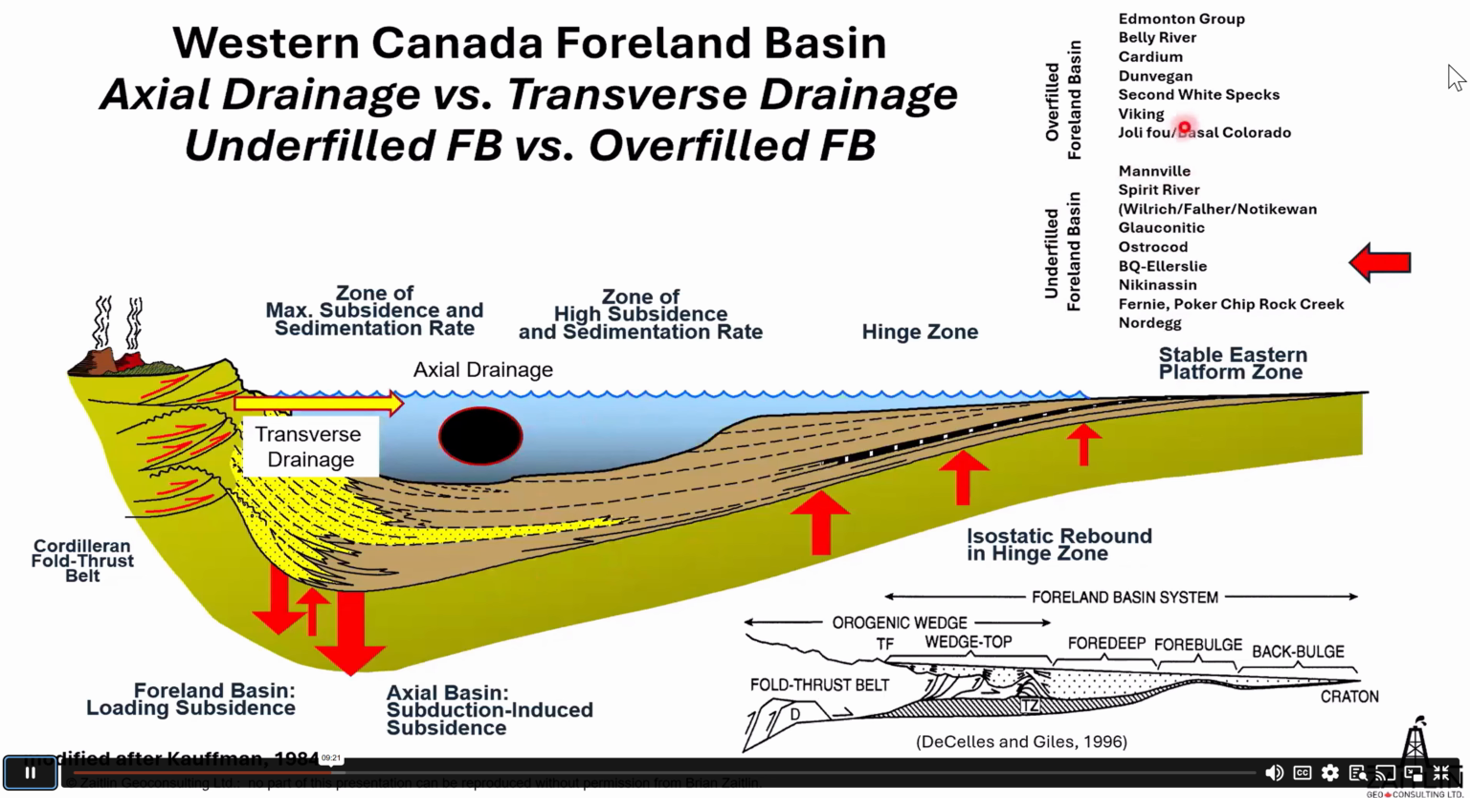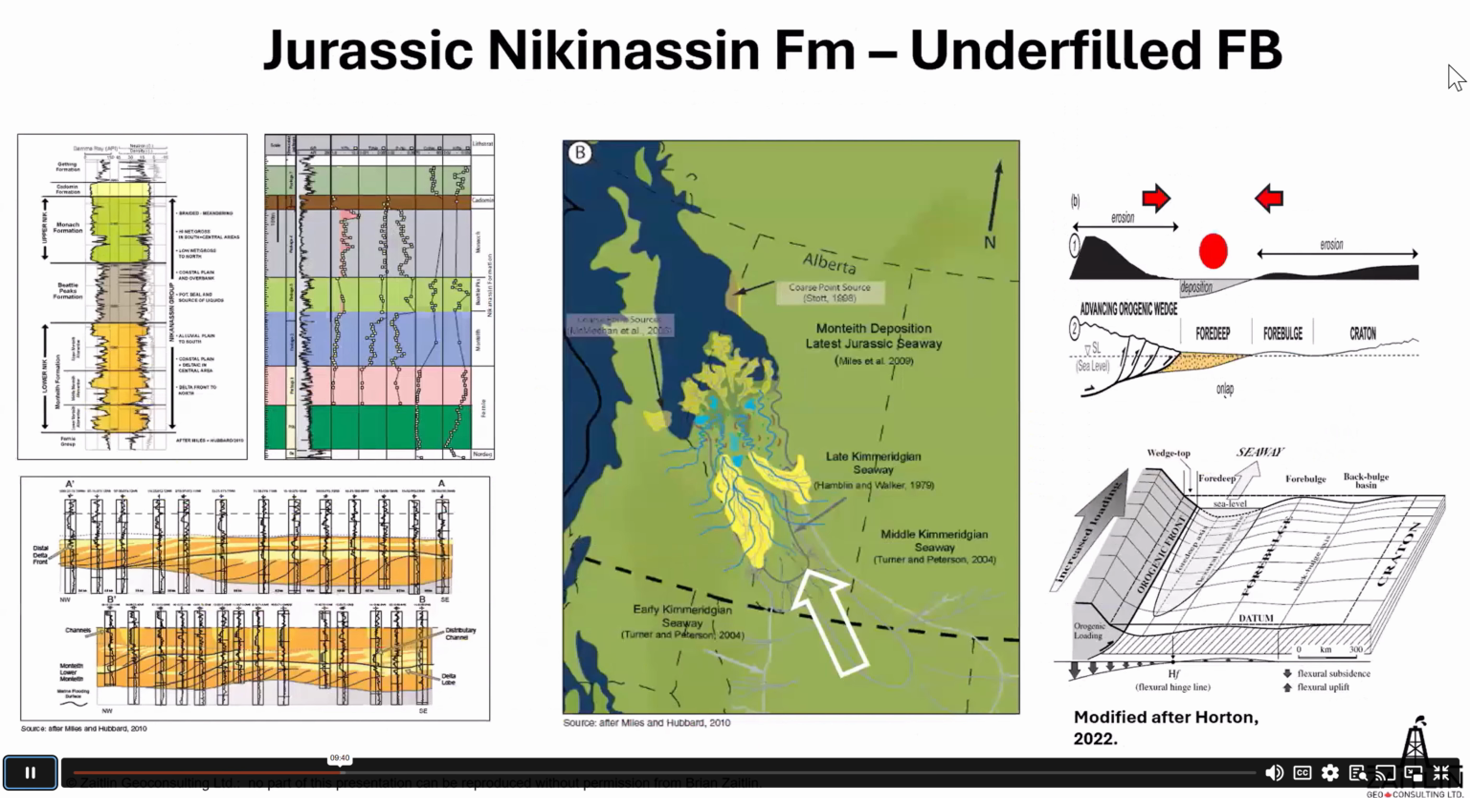In the overfilled foreland basin at the grossest scale, we're dealing with transverse drainage, and the incised valleys and the valley systems are running from west to east, with the shorelines running from north to south as you go along through that. Some examples of this type of geometry.